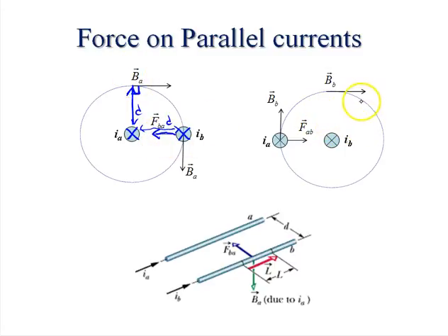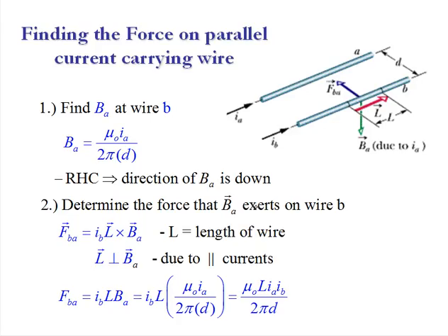Similarly, if we look at the magnetic field produced by wire B and we do our right-hand curl, we see that that magnetic field is also going to be going clockwise, and at wire A it's going to be pointing upward. Since the current at wire A is into the page, if we point our fingers into the page and then curl up, we get our force pointing inward also. So we get the fact that these two parallel currents are attractive.